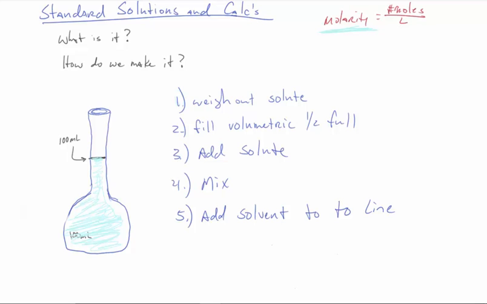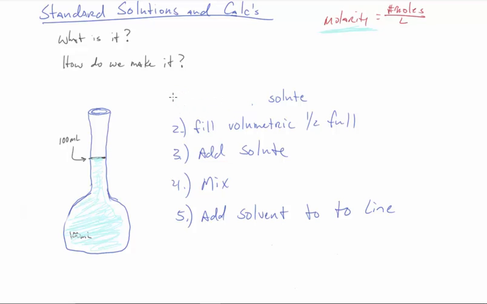And the answer is no, because remember, this is going to be a solution that we are confident about. So if you mess up any step in this process, you actually just have to dump it and start over. All right, and so you have to be really careful when you're filling it up. Normally we go dropwise when we get really close to that volumetric line. All right, okay, so that's what it is. That's how we make it.